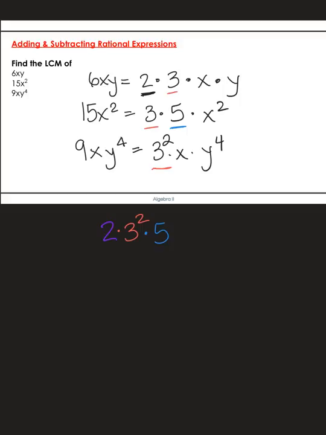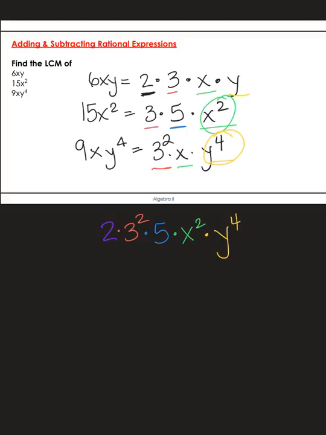Okay. Then I want to look at the x. I have an x squared and an x, so my highest occurrence of x is going to be the x squared. That's here. And then lastly, I want to look at the y's. I have a y and a y to the fourth, and my highest occurrence of y is y to the fourth. So I'm going to put that y to the fourth down here.